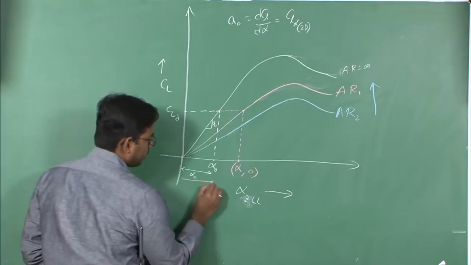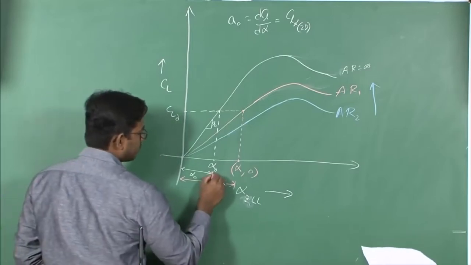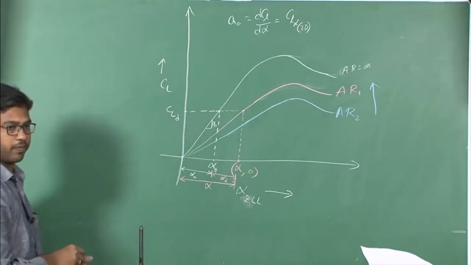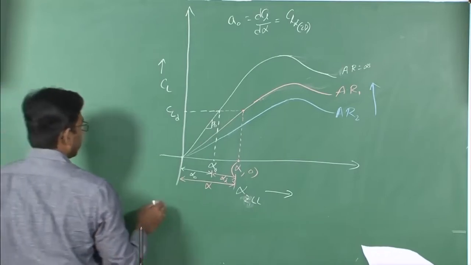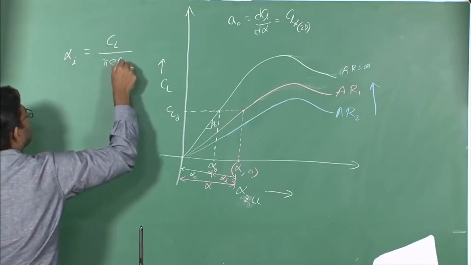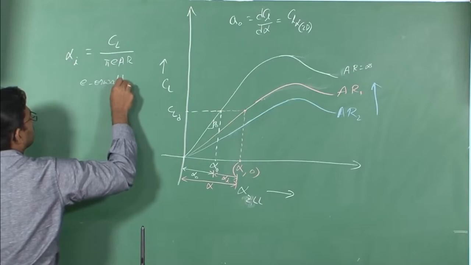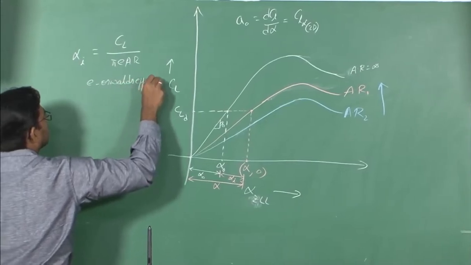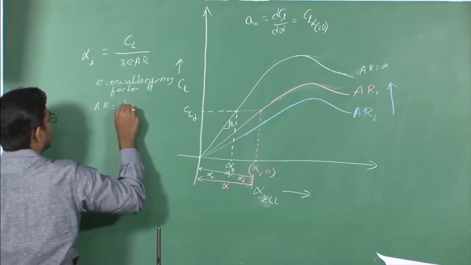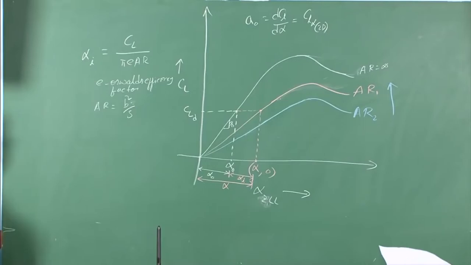Now, for a wing, we have an increased angle of attack compared to that of an aerofoil. This increment is due to the induced angle of attack, which we have witnessed during our previous lecture, alpha I, right. Where this alpha I, according to lifting line theory, is equal to CL by pi E AR, where E is the Ostwald's efficiency factor and AR is the aspect ratio, b square by S. Both are non-dimensional parameters here, right.